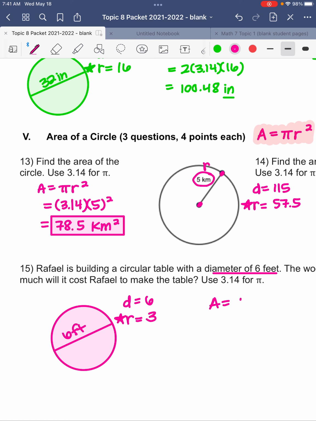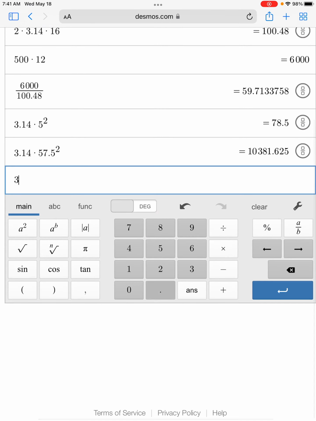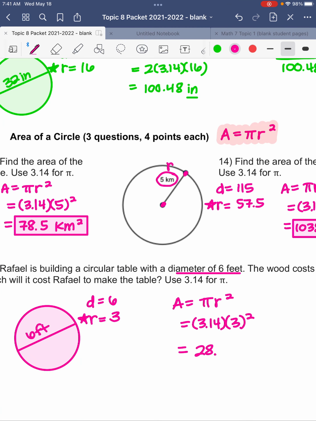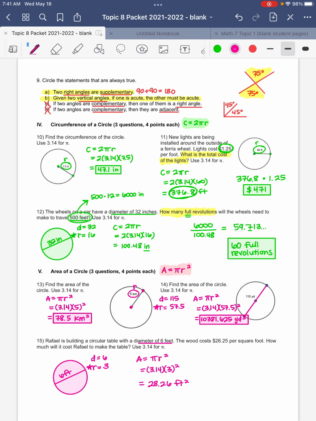And I'm gonna use radius in my formula. So area is pi times the radius squared. So we have 3.14 times 3 squared. So let's go put that into our calculator to find out what the area of this table is. So 3.14 times 3 squared, and I get 28.26. So the area of this table is 28.26 square feet. Now the question is not asking what is the area of the table. The question says that the wood costs $26.25 per square foot. How much will it cost Raphael to make the table?